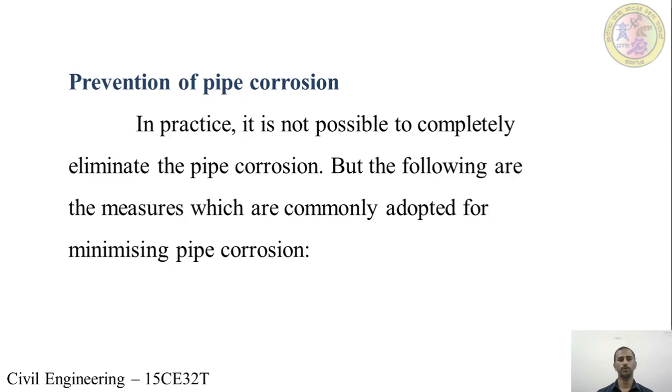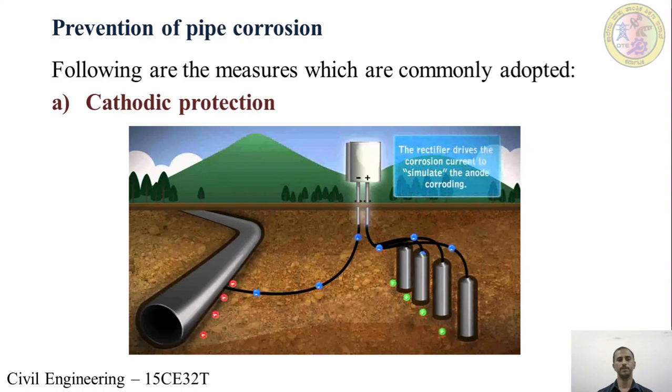Next step, now we know what is meant by pipe corrosion and effects of pipe corrosion and causes of pipe corrosion. Now it is time to understand the methods to prevent the pipe corrosion. Although in practical conditions it is not possible to completely eliminate the pipe corrosion, some methods can be adopted to minimize the rate of corrosion. First method we can adopt to prevent the pipe corrosion is cathodic protection.